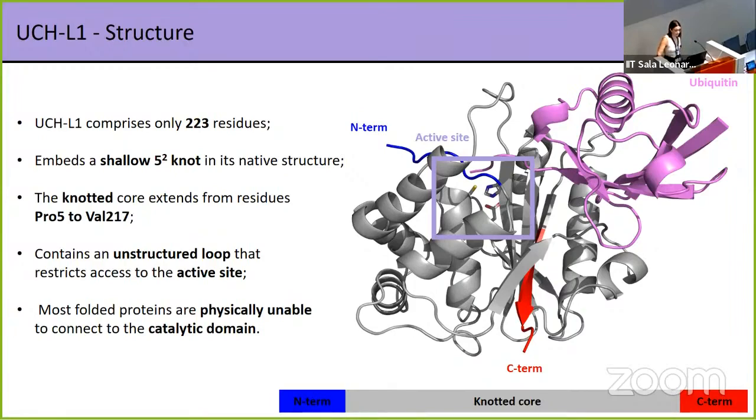And on top of this, UCHL1, just like the other members of its family, contains an unstructured loop that ends up restricting the access to its active site. You can see the active site highlighted here, and this loop ends up constricting its connection. This tells us that most folded proteins can't connect to UCHL1 because they can't really reach this part that is under the loop. However, obviously, ubiquitin can connect to it because its C terminal doesn't have a structure, it isn't folded, and so it can connect to this part of our protein.